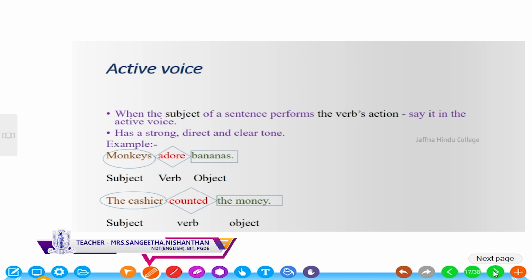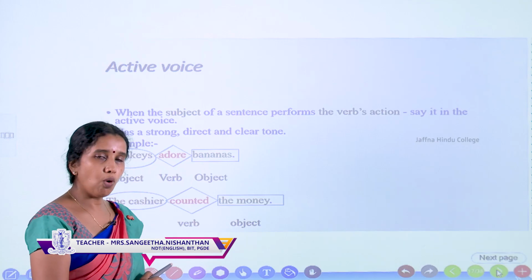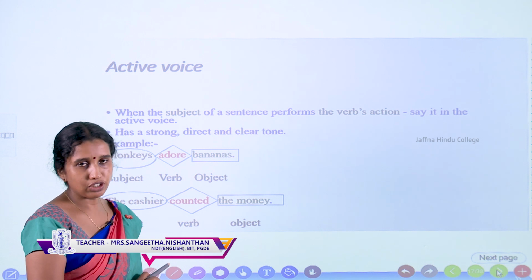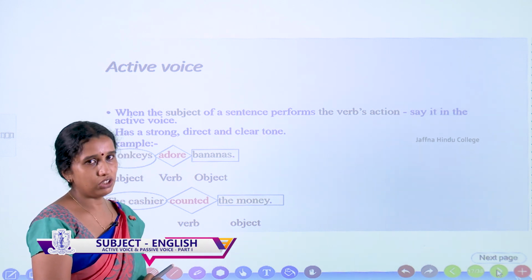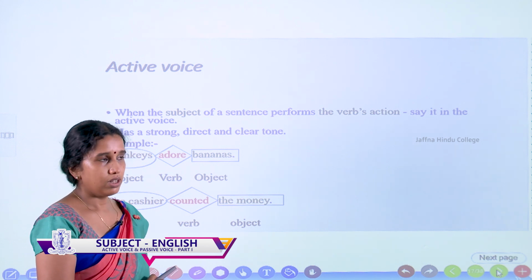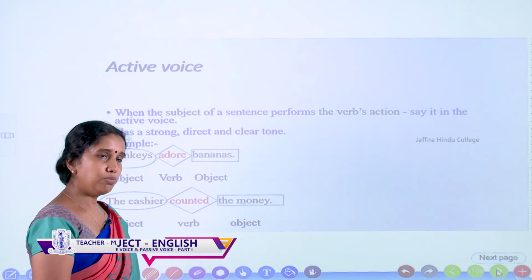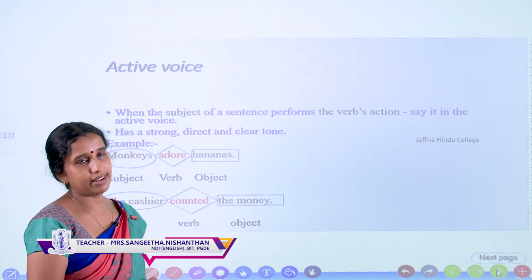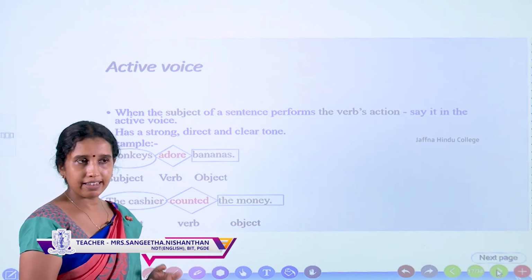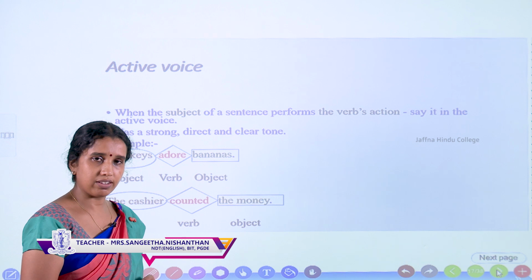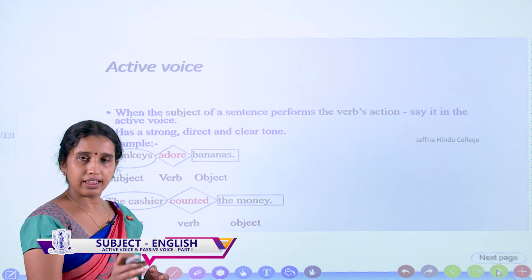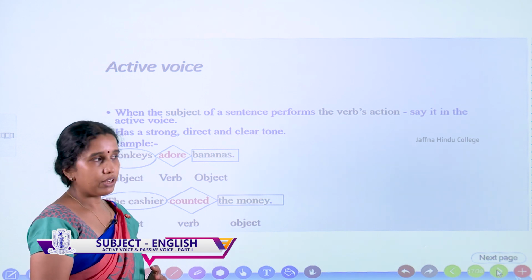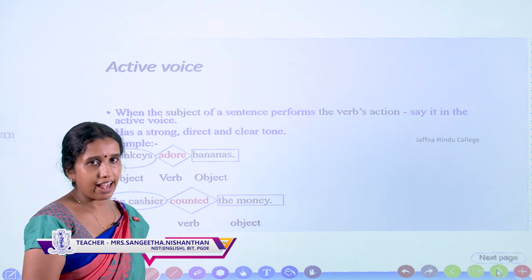The subject of the sentence performs the action, which is stated as the verb. A sentence must contain a verb. So, when the subject performs that action, when we give importance to the subject, who does that or what did that, we write the sentence in the active voice.